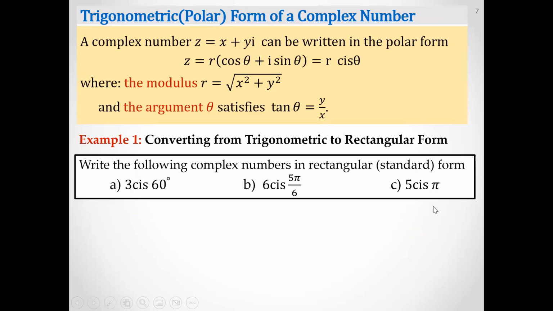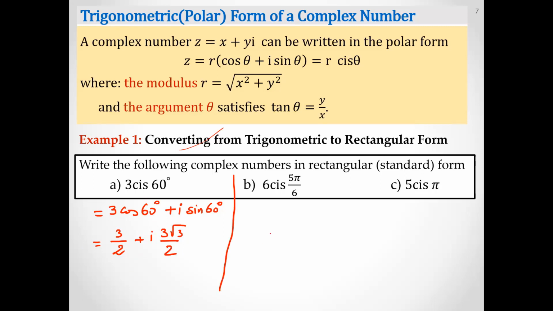Okay? So write the following complex number in standard form. Then كيف نمشي من البولار فورم للستاندرد فورم؟ ايش قلنا؟ 3 cis 60 degrees شو معناها؟ z equals r, 3 cosine 60 plus i sine 60. Cosine 60 is half. Sine 60 is root 3 over 2. So this is the complex number in standard form.